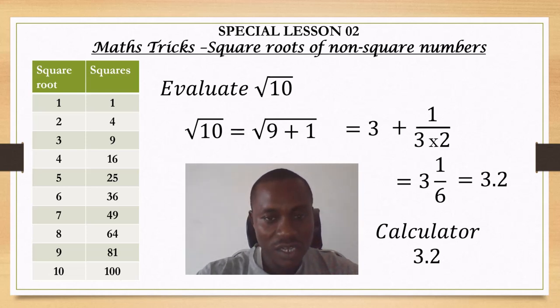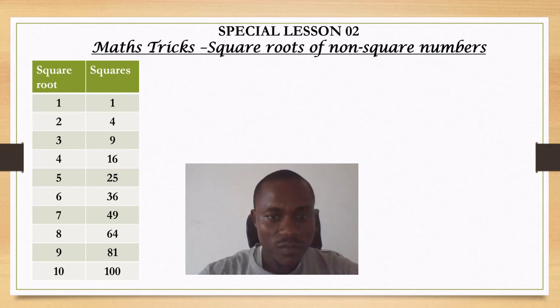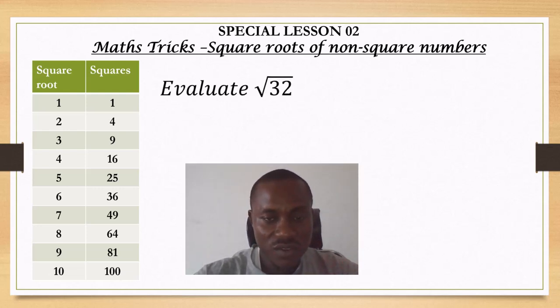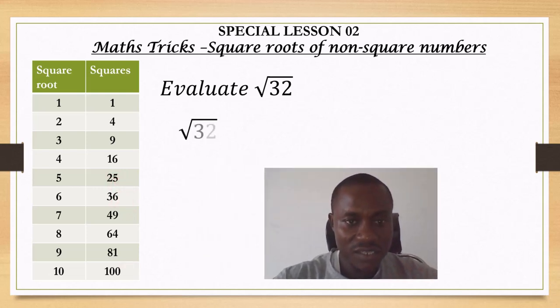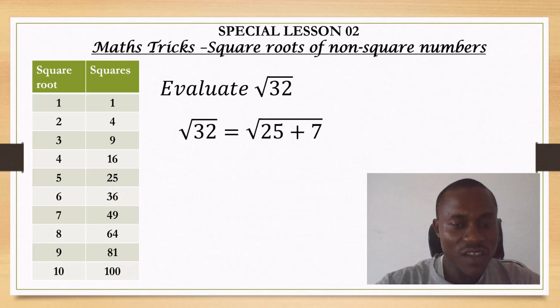Now let's continue with another example. Evaluate the square root of 32. This time, don't look for a calculator. Go straight to the point. 32 is between 25 and 36. So you can write it in terms of 25, or you can write it in terms of 36. Let's see how it's done. You can write it like this: 25 plus 7, or 36 minus 4.